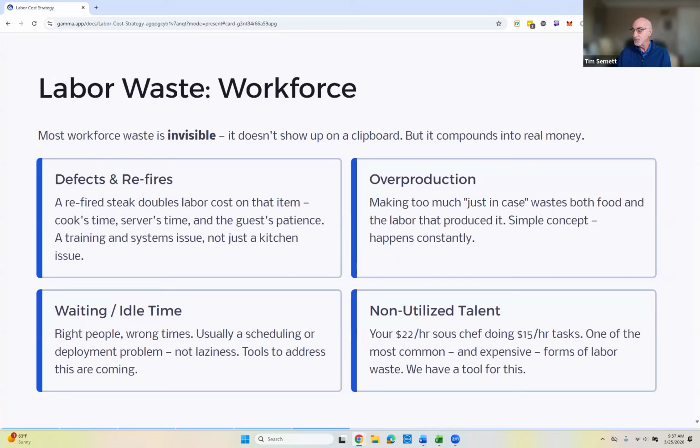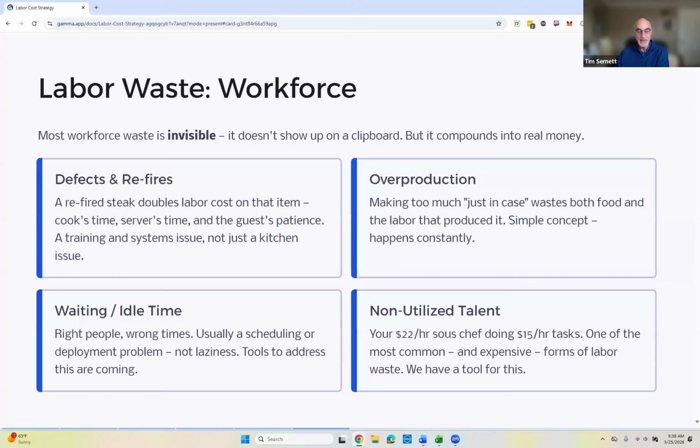Overproduction, making too much just in case, leads to waste. It's a simple concept, but it happens all the time in restaurants. Overproduction wastes both food and the labor that went into preparing it. And that goes back to week 2, where we're doing sales projections to understand exactly how much we need to cover projected traffic in the restaurant.